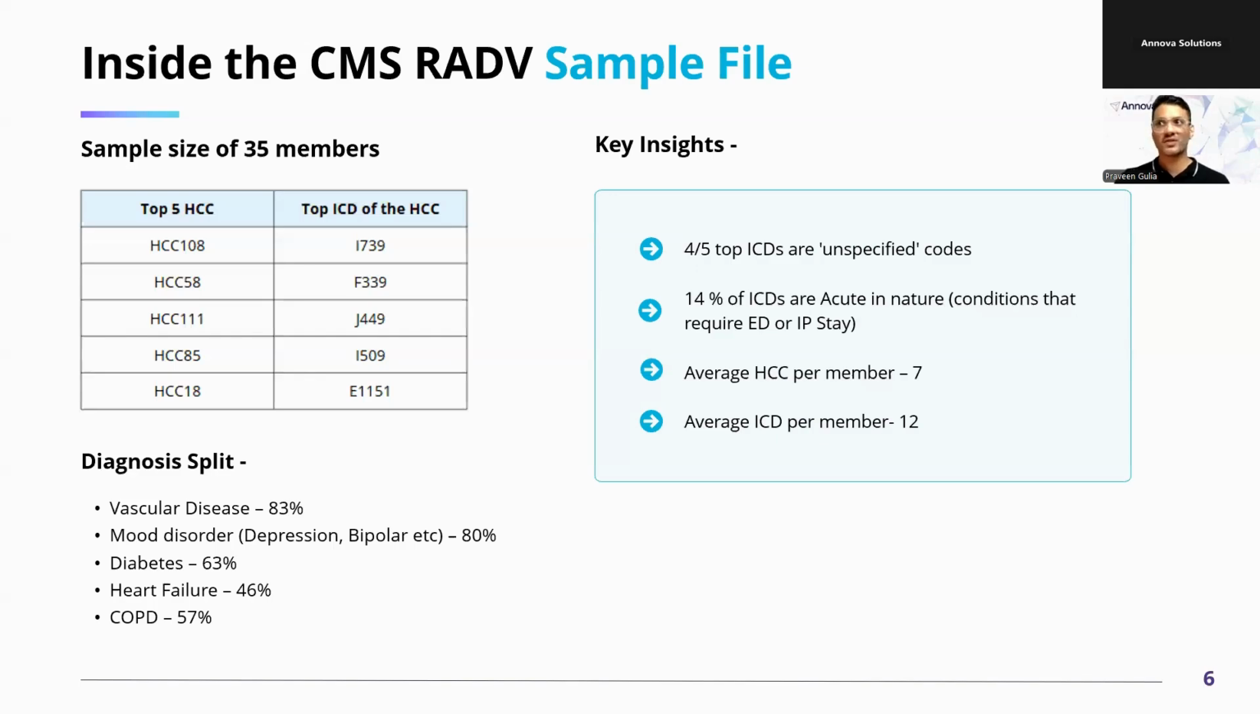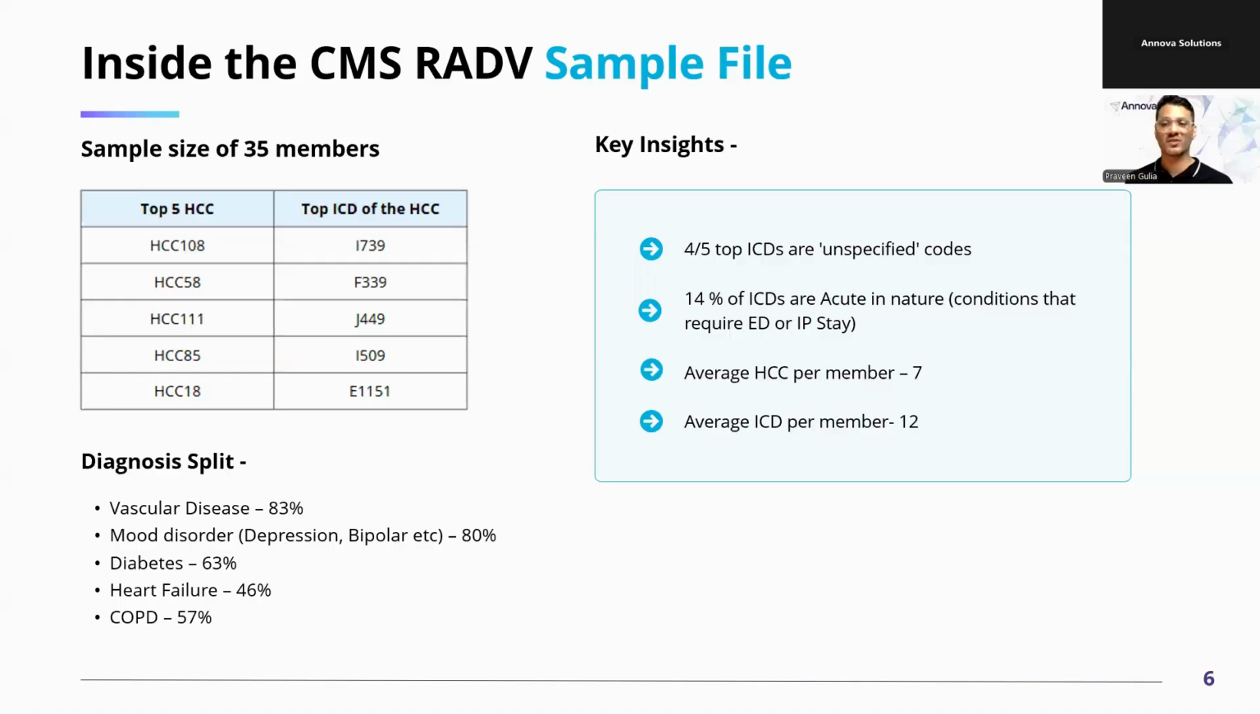63% of people in this group are suffering from diabetes. Obviously, whenever you see vascular disease, a lot of them are suffering from diabetes, because diabetes with peripheral vascular disease is a fairly common condition that is coded. 46% of the people in the sample are suffering from heart failure. We'll show you that heart failure is not the focus of the audit. The focus of the audit is the disease interaction factor.